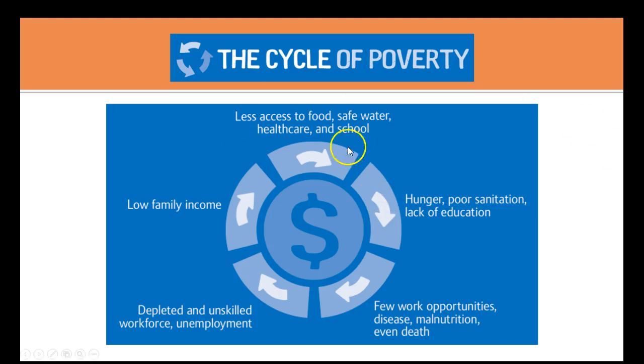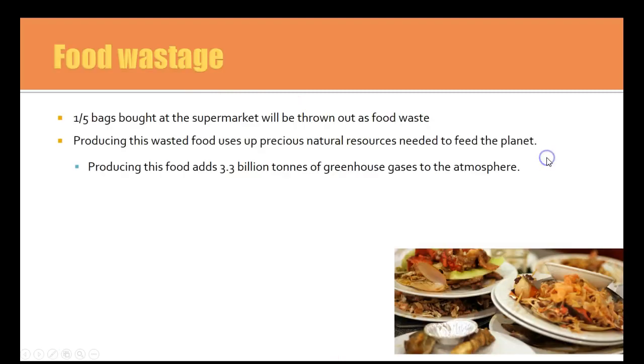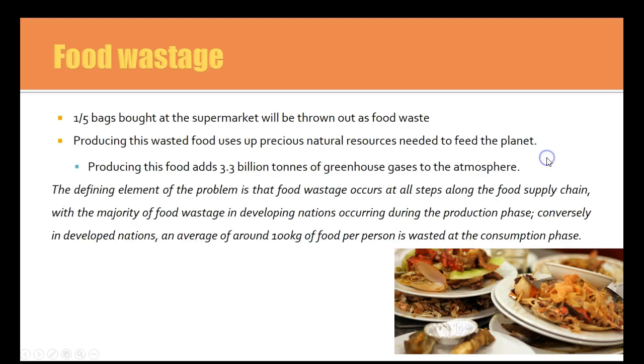So if you look at this, we've got a low income family that has less access to food, safe water, healthcare, and school. That results in hunger, poor sanitation, and lack of education. Therefore, they have fewer opportunities. They have disease, malnutrition, and even death. They're then a depleted and unskilled workforce with unemployment, which means they are in a low income family and the cycle just keeps continuing.